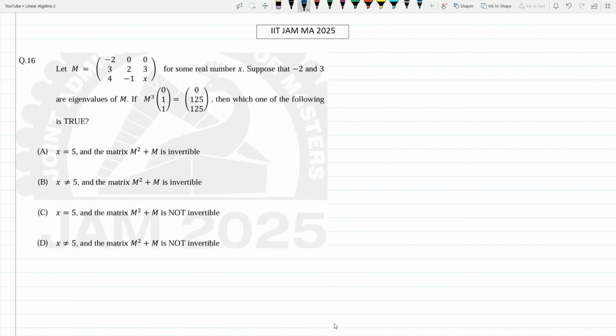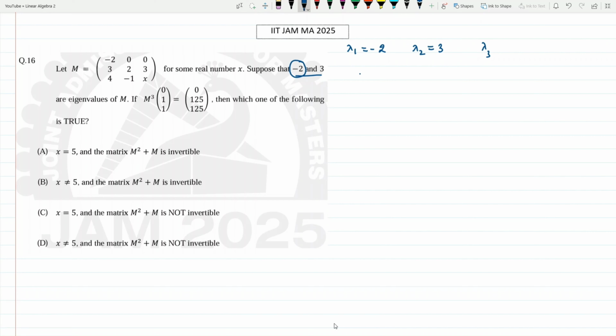So our first objective is going to be to find out the value of x, and for that we are going to use the eigenvalues and its properties. So again, since M is a 3 by 3 matrix, we know that there will be 3 eigenvalues. So call it lambda 1, lambda 2 and lambda 3. And let us say that lambda 1 is negative 2 and lambda 2 is 3. Lambda 3 is unknown that we wish to determine.